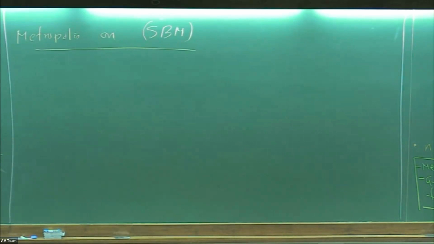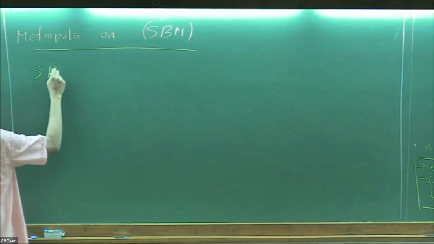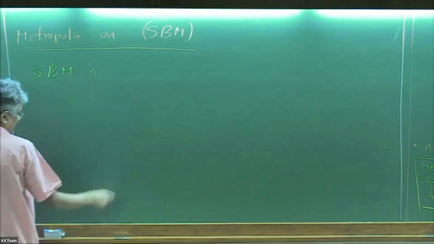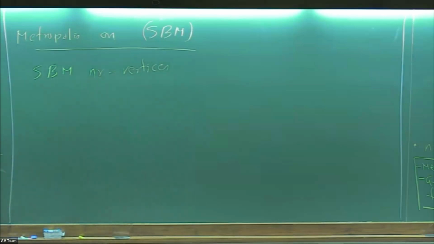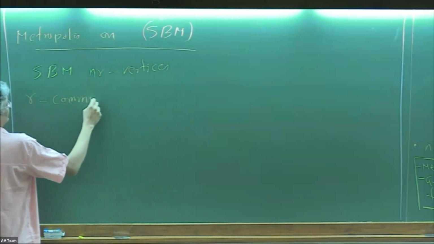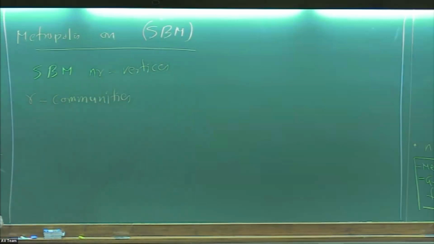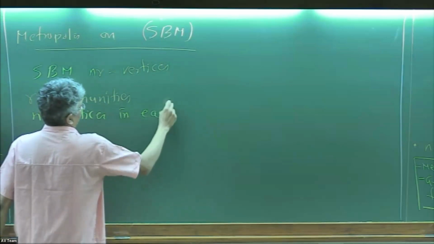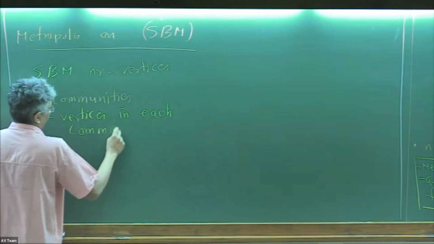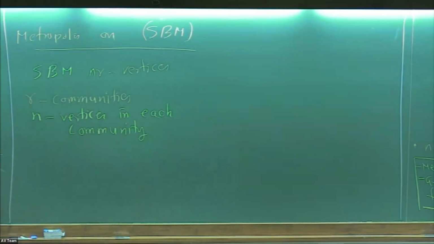Okay. So I have this Metropolis chain. Here I'll do a little tweak. We'll take a stochastic block model in which there are n times r vertices. So I'll do this n times r to do two things. r is the number of communities that I have in the stochastic block model, the discrete one, and I'll have n vertices in each community. So I have r communities, and each community has n vertices.